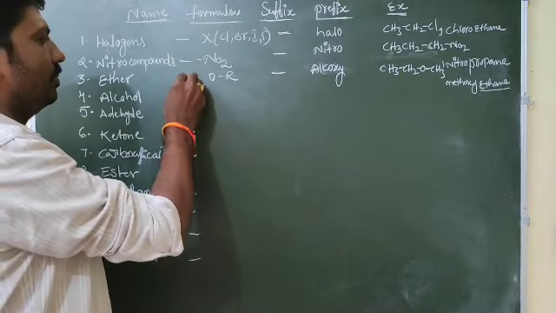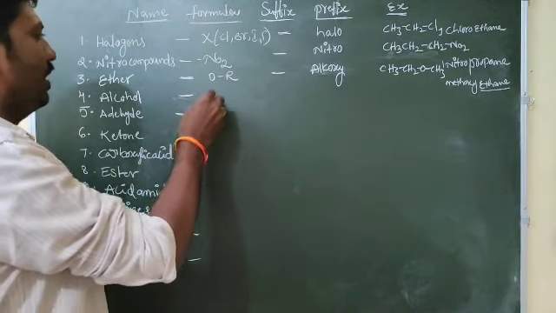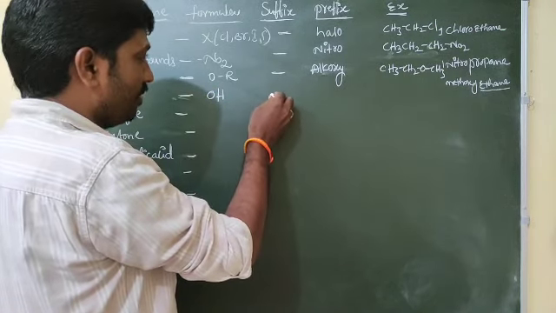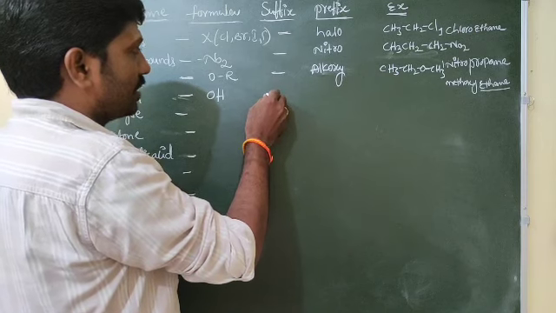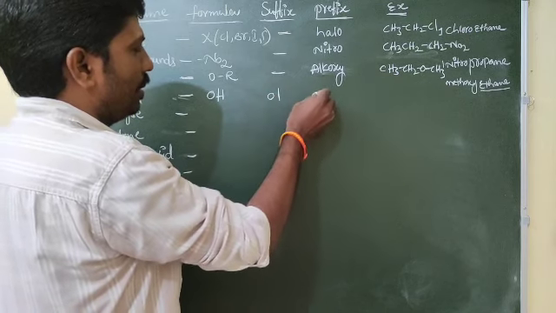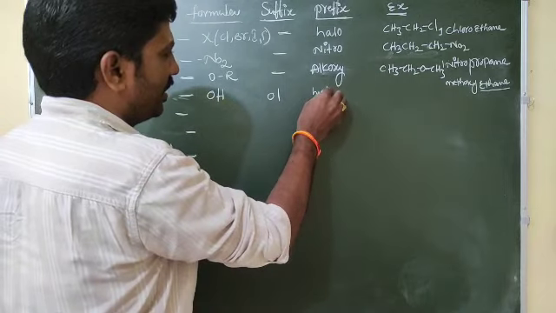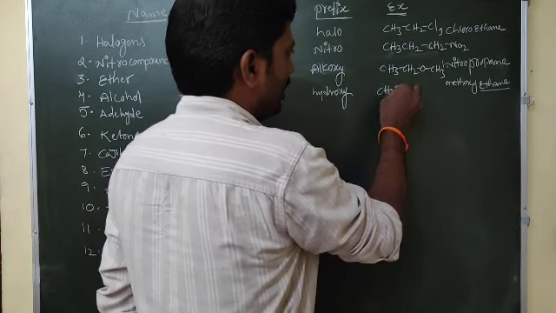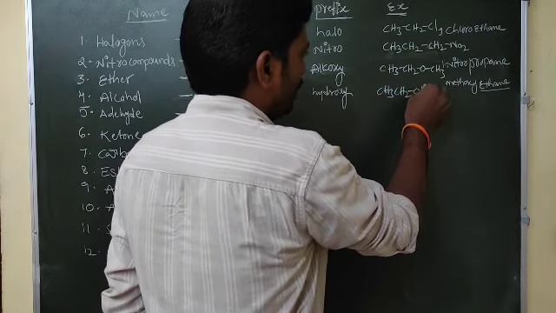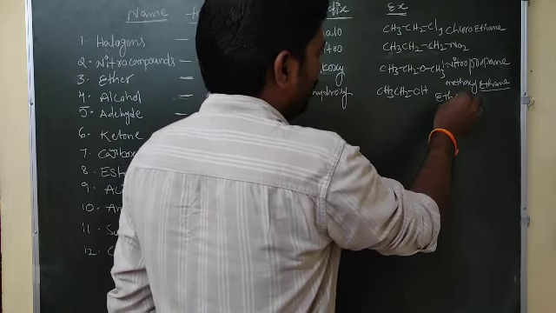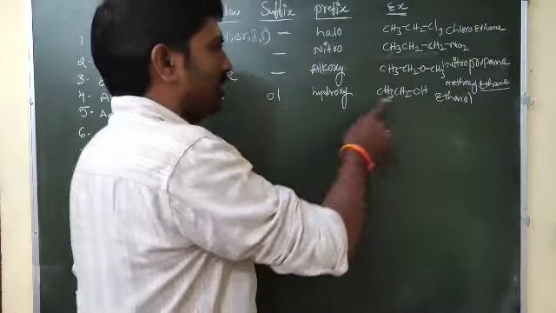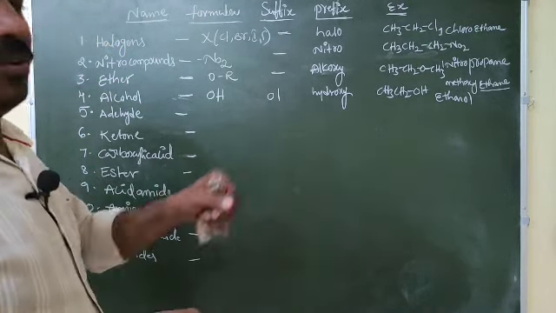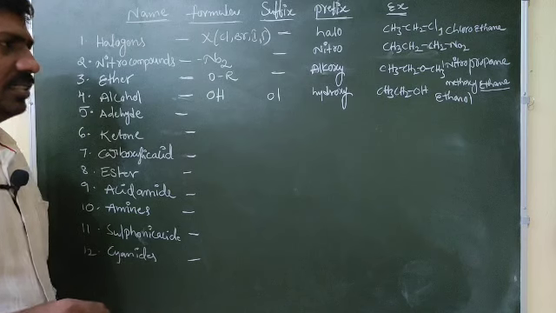Next, alcohol. Alcohol is the OH functional group. The suffix is OL, prefix is hydroxy. Example, CH3 CH2 OH. This is ethanol. OL, no? Ethanol. Eth means 2 carbons. OL means alcohol functional group. So this is ethanol. Okay.